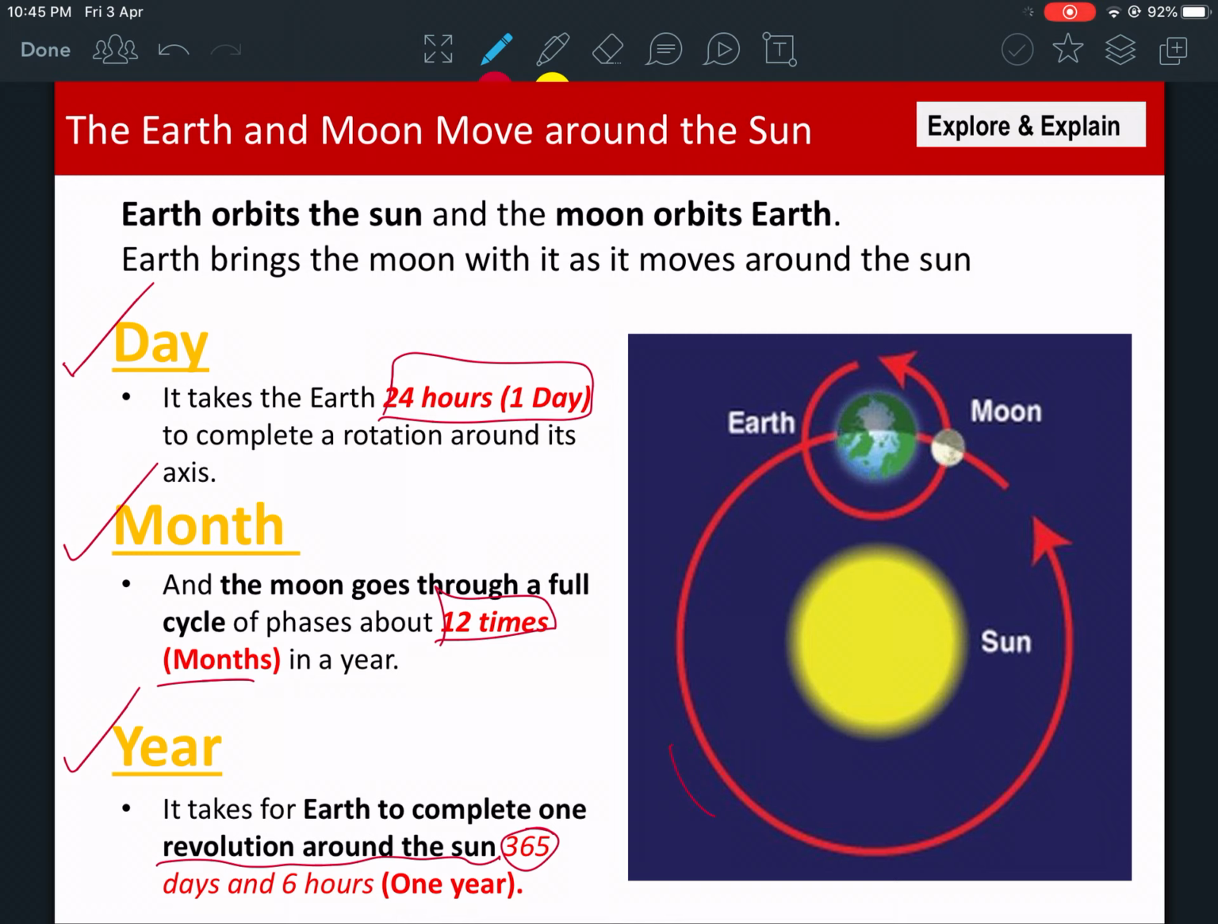Okay? So let's look at it in the diagram here. This is the earth. The moon moves around the earth and itself. Earth moves around itself. And then the sun.